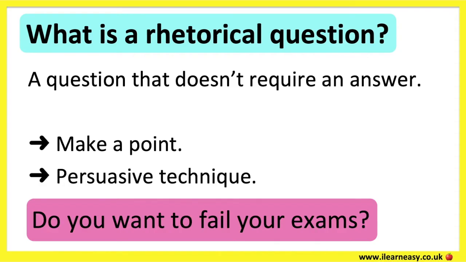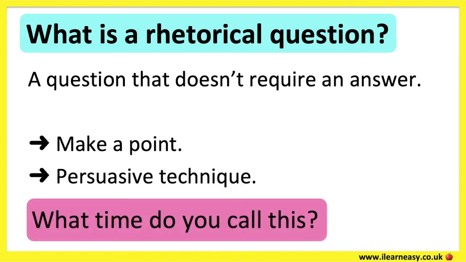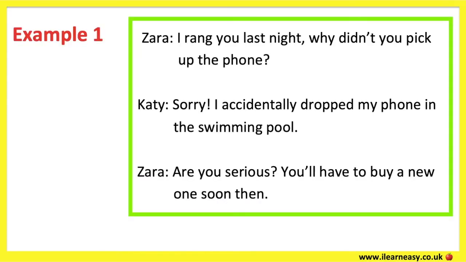Another example is, if you're late to an event and someone says, "What time do you call this?" This is a rhetorical question because the person doesn't want you to answer the question. Rather, the person wants you to realize that you shouldn't have arrived late. So in the first example, the answer is obvious. In the second example, you don't need to answer the question. Now let's work through some examples. Try to identify the rhetorical questions.